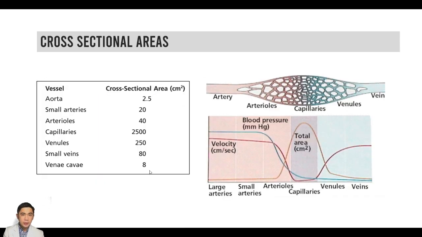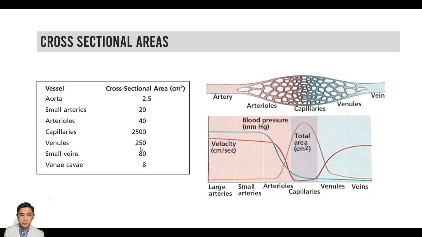We go now to the cross-sectional areas of each vessel. Here we can see that the aorta has around 2.5 centimeters squared. When you combine all arteries, it's 20. Arterioles, when you combine all of them, it's 40. Capillaries, which are the most numerous in the systemic circulation, have 2,500 centimeters squared. That's a lot when you combine them all. It is bigger than the aorta. Of course, they are distributed very well.